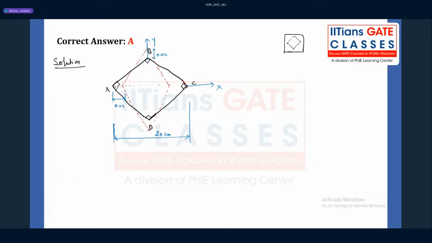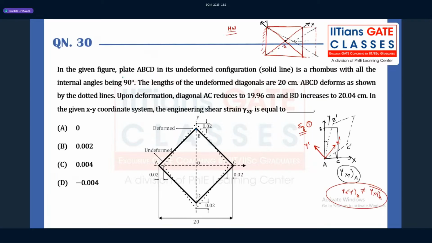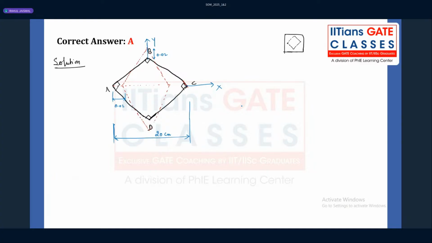They are asking what is the shear strain at a particular point A. If you read the problem, what is the engineering shear strain? They are asking what is the engineering shear strain. You can take it as engineering shear strain at any particular corner. So either you can take A, B, C, D, whatever you want. You can calculate the shear strain they are asking.